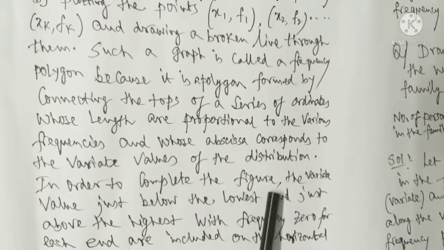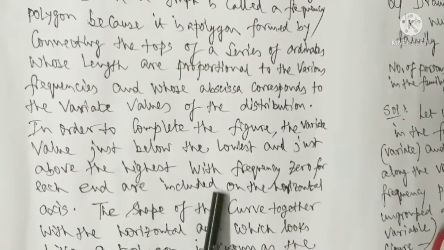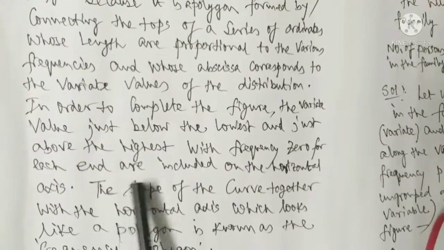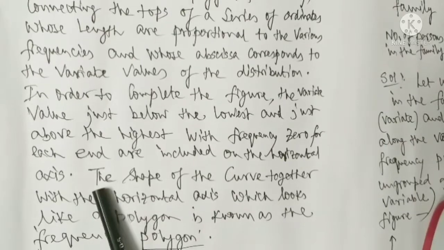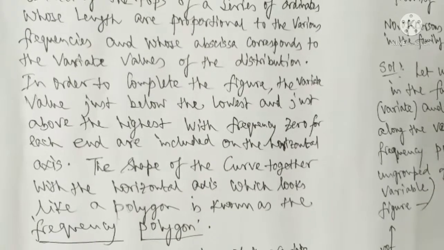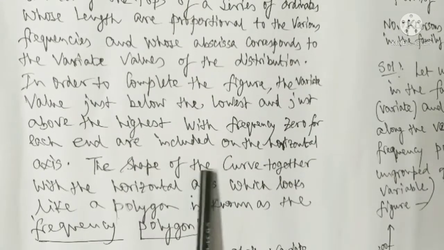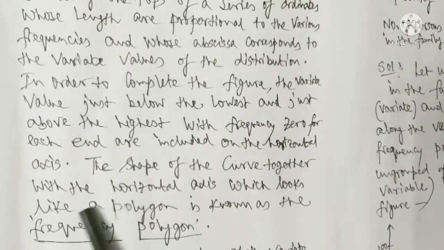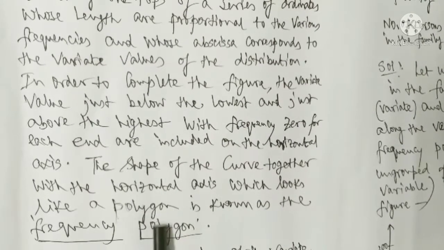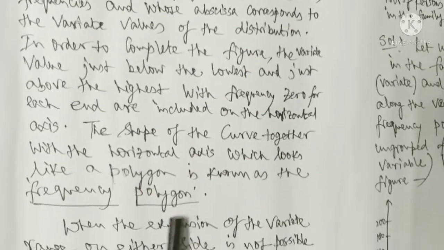In order to complete the figure, the variate value just below the lowest and just above the highest, with frequency 0 for each end, are included on the horizontal axis. Each end means whenever values are completed, then the line will meet that point. The shape of the curve together with the horizontal axis looks like a polygon. Polygon means a geometrical figure which has many sides. This is known as the frequency polygon.